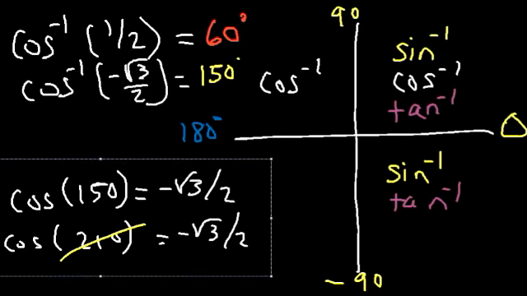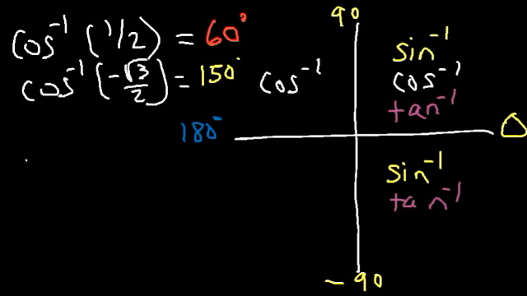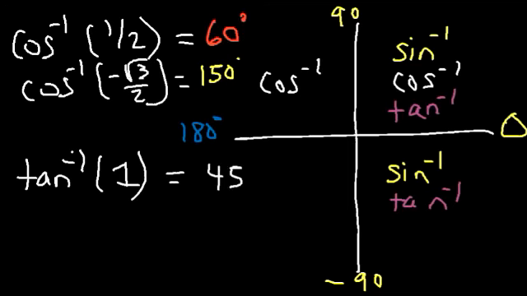So now, what about inverse tangent of 1? So this has to be in quadrant 1 because it's positive. Inverse tan is positive in quadrant 1. And if you use the unit circle, it's 45. Now what about inverse tangent of negative root 3? What about that one?